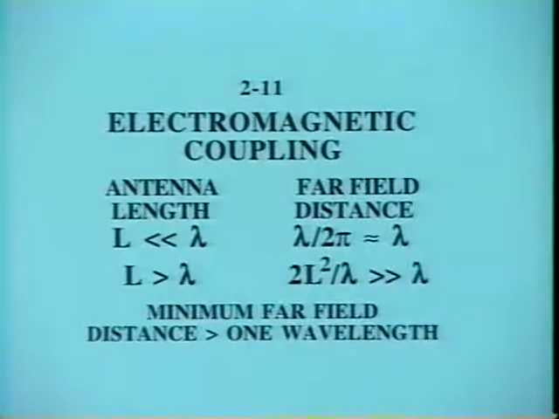What we really want to know here is, what's the minimum distance to be in the far field, where the electromagnetic wave dominates over all of the other effects? The minimum distance is at least a wavelength. Sometimes you need to be many wavelengths to be in the far field.